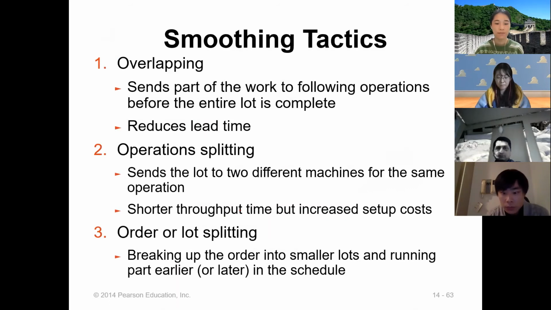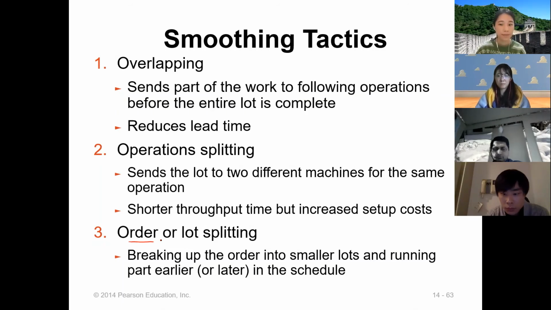There are many ways of smoothing tactics, overlapping the work, operation splitting. Okay, I'm not going to go to this detail. This is very detailed about how we actually assign the work, whether we want to use one machine, 2 machines, whether we can, or even order splitting. Okay, order splitting. I mean, can we split the order?